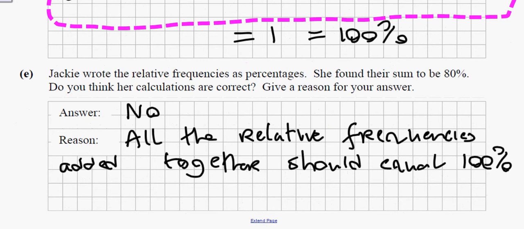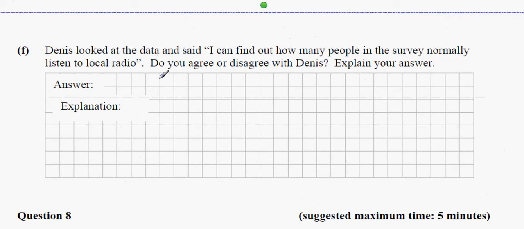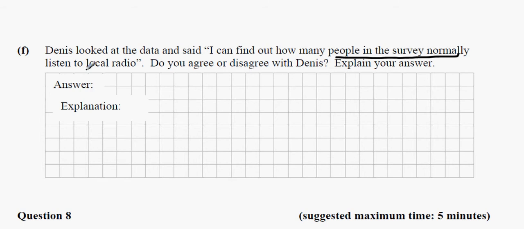Now, next part. Dennis looked at the data and said, I can find out how many people in the survey normally listen to local radio. Do you agree or disagree with Dennis?